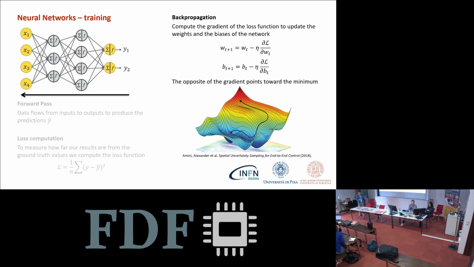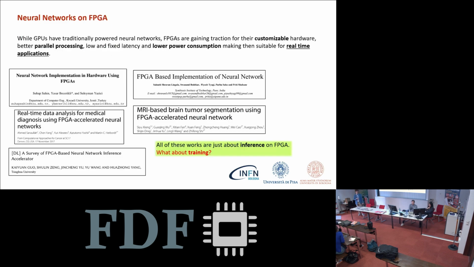Now, if we look at the literature, we can find quite a few works of neural networks on FPGAs in many different topics. But the vast majority of these works are just about inference. Basically, they have trained the neural network in Python, MATLAB, or whatever, and they have taken the network and implemented it on the FPGA. But what about training on FPGA?